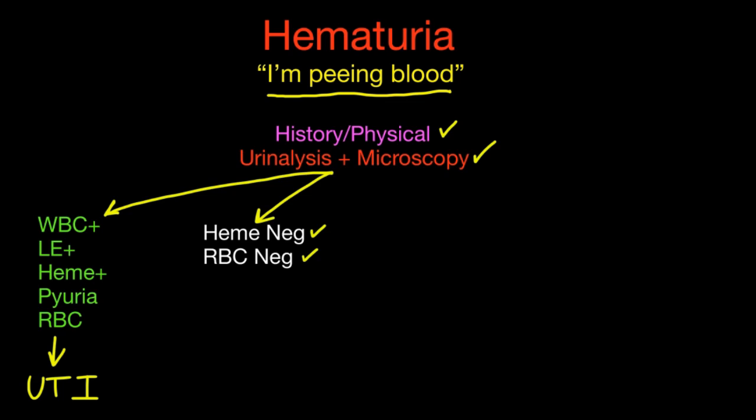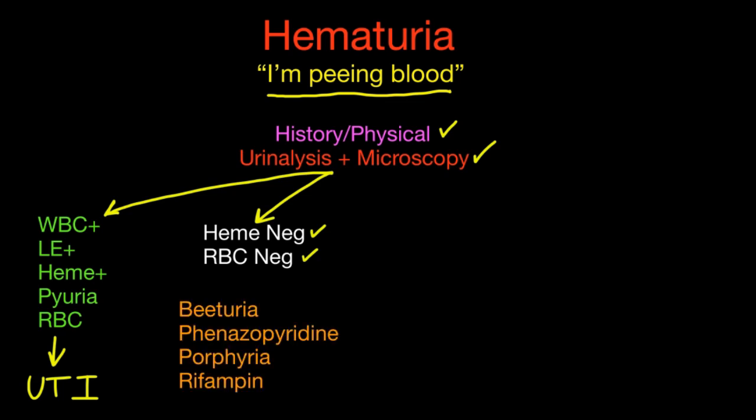So really when that dipstick says blood, negative or 1+ or 2+ or whatever, you're really testing for the presence of heme pigment. So let's say it's heme negative or red blood cell negative, but the urine's discolored, that would suggest the presence of something else. Here's an interesting list of things that can cause discolored urine that is heme negative and red blood cell negative. Recent ingestion of beets can cause beeturia.